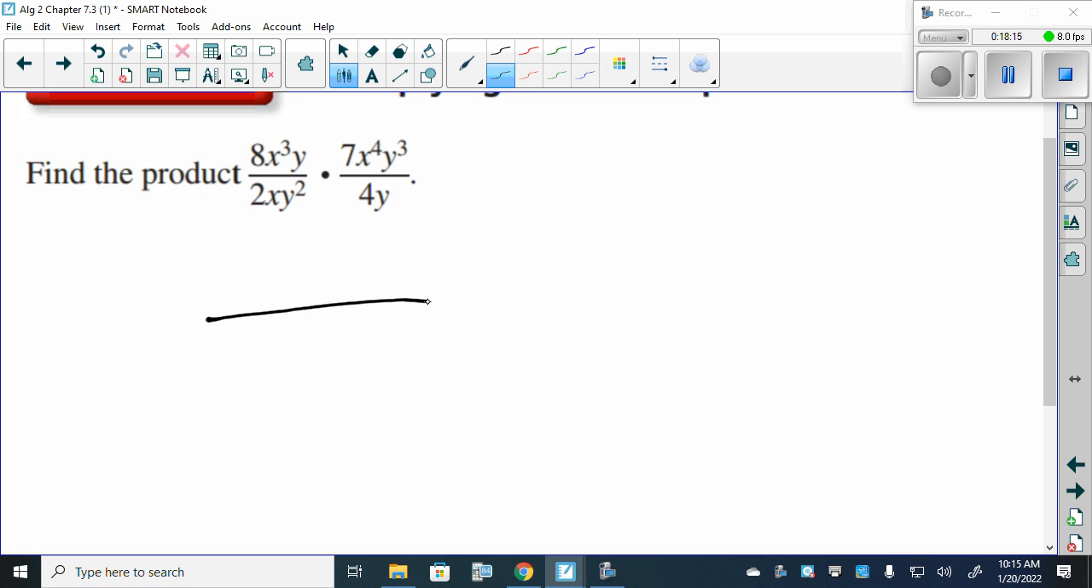For multiplying on top, we multiply the numbers together, so 8 and 7. Then we multiply our like variables, so x to the 3rd times x to the 4th, and y times y to the 3rd. In the denominator, we have 2 times 4 being multiplied together. There's only one x on the bottom, and we also have y squared times y.